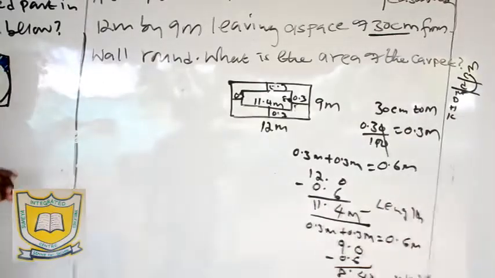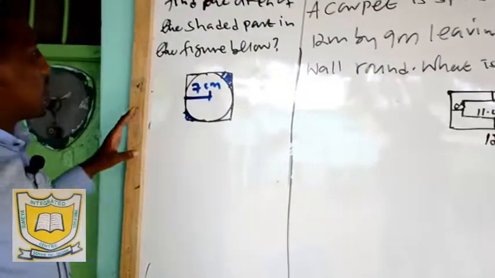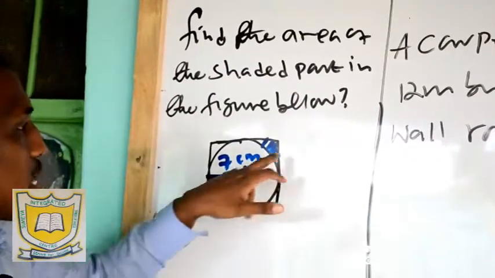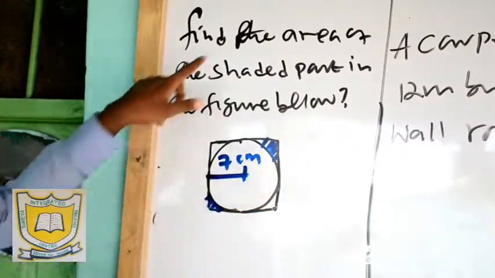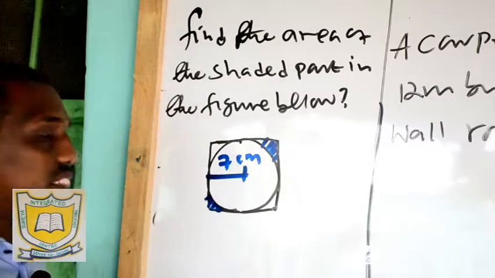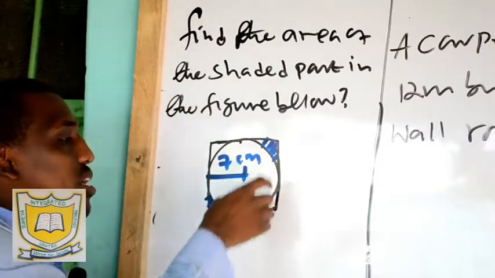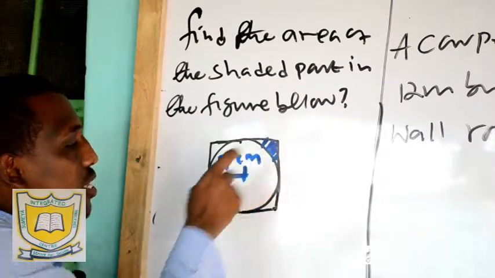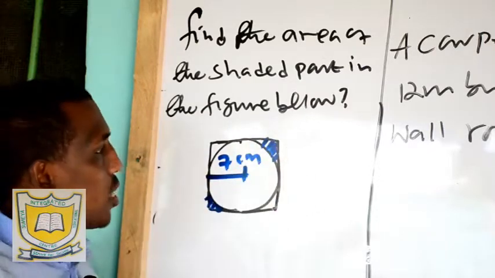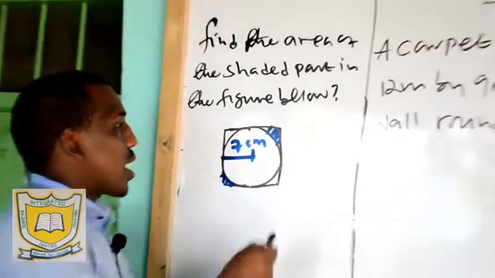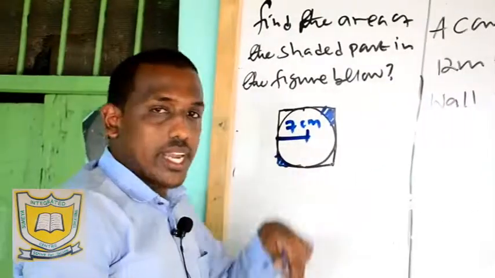Here there's also another question. Remember, we did a question like this yesterday, but everywhere was shaded. But now only 2 parts are shaded. You are told, find the area of the shaded part in the figure below. Yesterday we learned where all the 4 corners were shaded, but now they only shade 2 parts. What we do now, remember here we have a square, and then we have this circle inside.